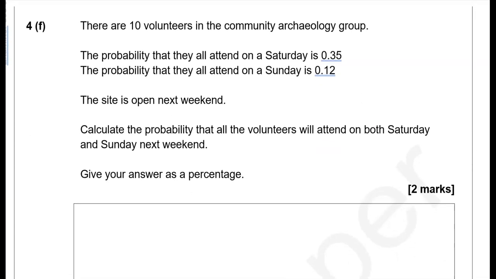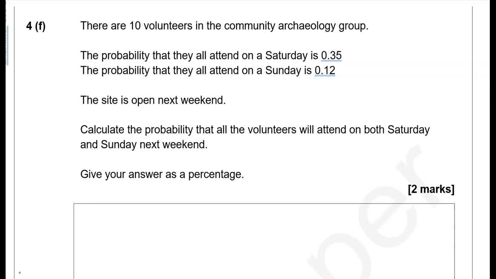There are 10 volunteers in the community archaeology group. The probability that they all attend on a Saturday is 0.35. The probability that they all attend on a Sunday is 0.12. The site is open next weekend. Calculate the probability that all the volunteers will attend on both Saturday and Sunday next weekend.